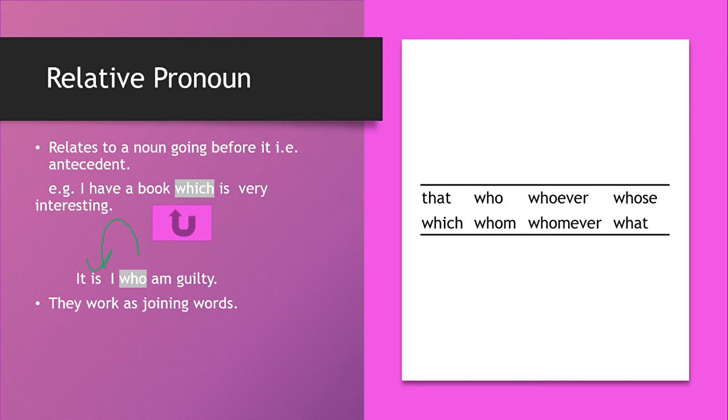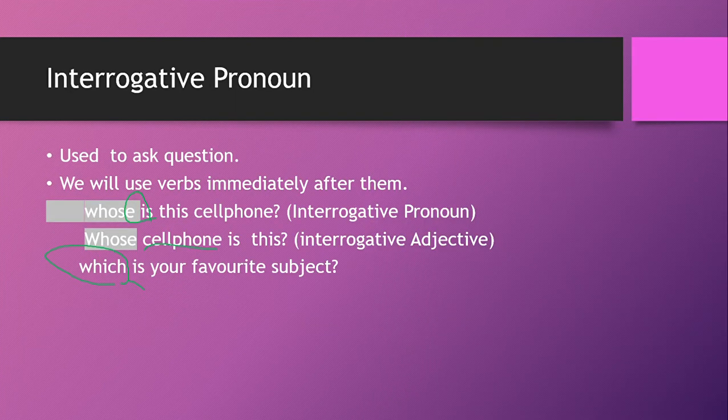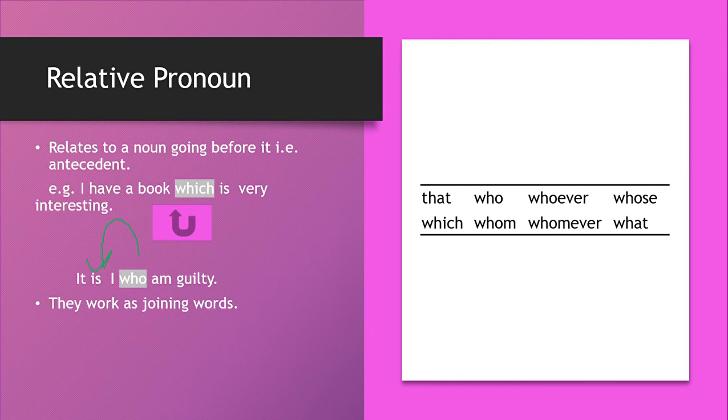Then comes relative pronouns. Relative pronouns are pronouns that refer back to nouns that are already mentioned before them. For example, if I say I have a book which is very interesting, which is referring to what? The book, which is already mentioned before it. What is very interesting? It is the book that I have. Other relative pronouns are that, who, whoever, whose, whom, whatever, whomever, and what.